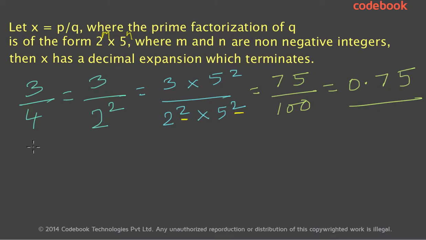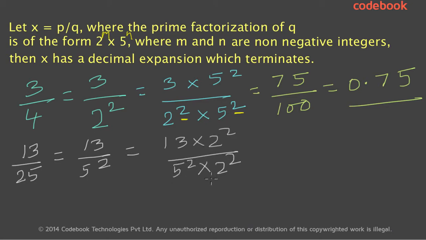Similarly, let's look at another example where we will compute 13 by 25. So again, 13 by 25 can be expressed as 13 by 5 square. So let's multiply numerator and denominator this time with 2 square. So 13 times 2 square by 5 square times 2 square. Again, the denominator is in the form of 5 power m times 2 power n. So this turns out to be 52 by, same thing, 5 square times 2 square is 100. So this is nothing but 0.52. Again, another rational number with a terminating decimal, and the denominator is in the form of 2 power m times 5 power n.